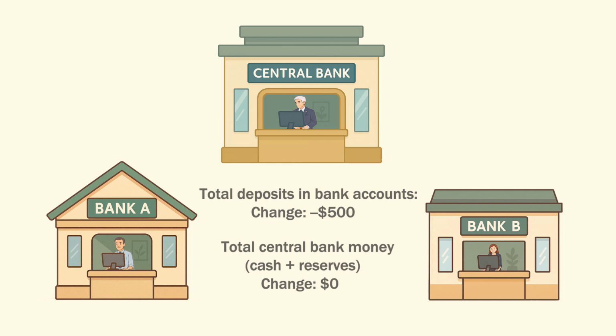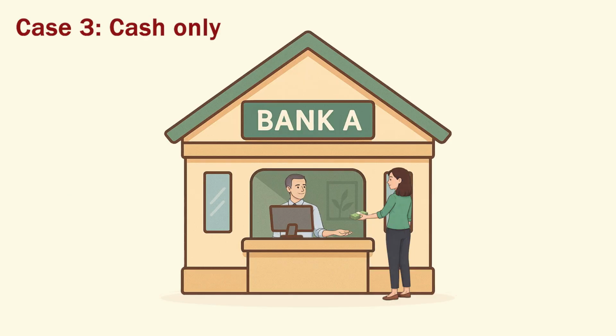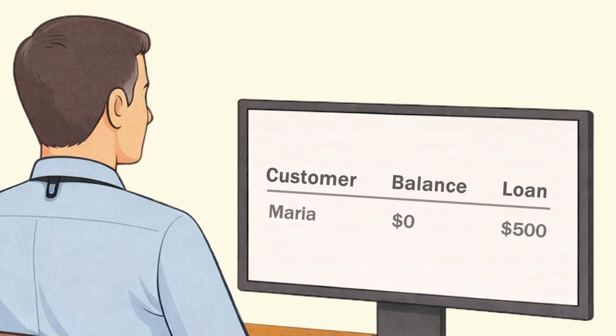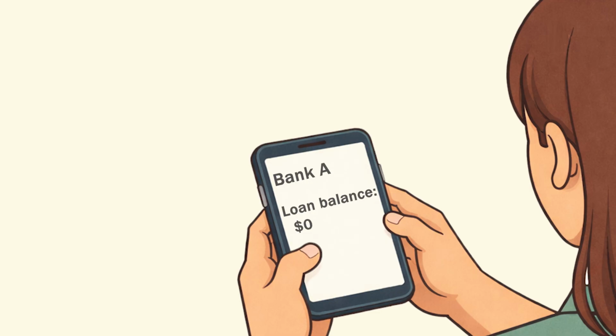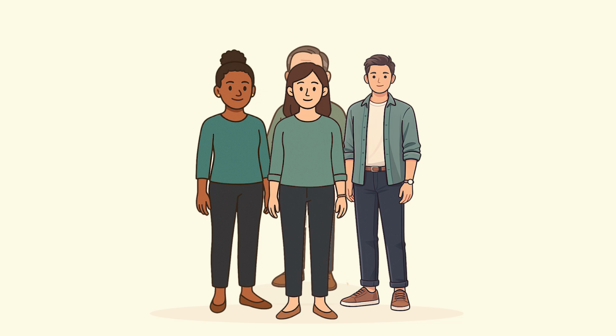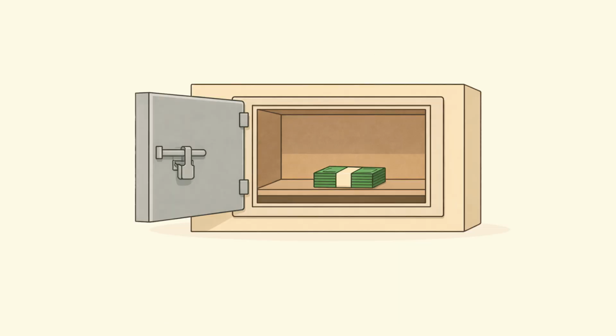It has just moved from one bank to another. Case 3. In this case, Maria walks into her bank and hands over $500 in banknotes. The bank's cash on hand goes up by $500. The bank sets what Maria owes the bank to $0. Now, Maria no longer owes the bank anything, and there is $500 less cash in Maria's hands, and therefore in the public's hands overall. That $500 now sits in the bank's vault, not in anyone's pocket or account.